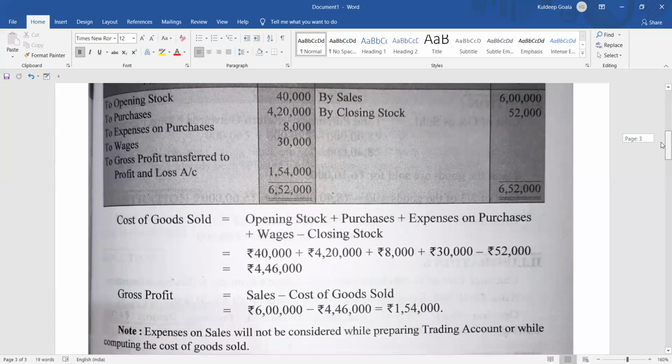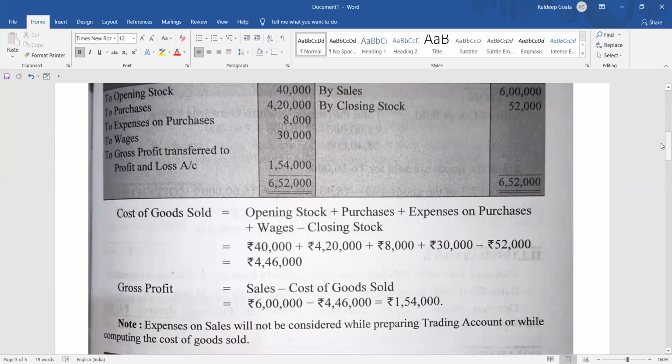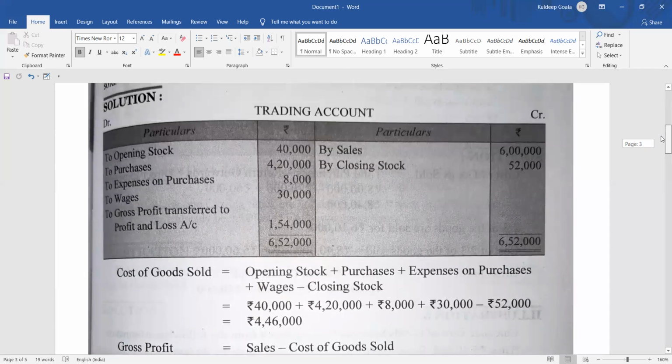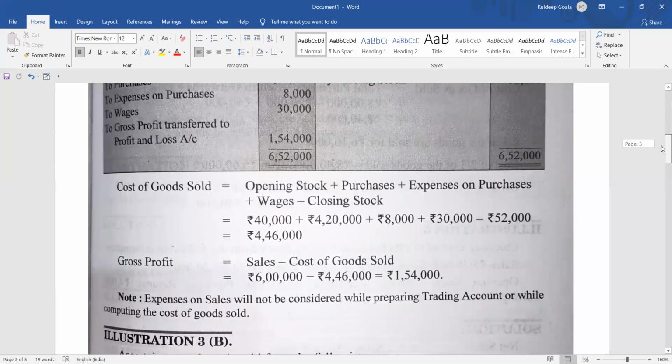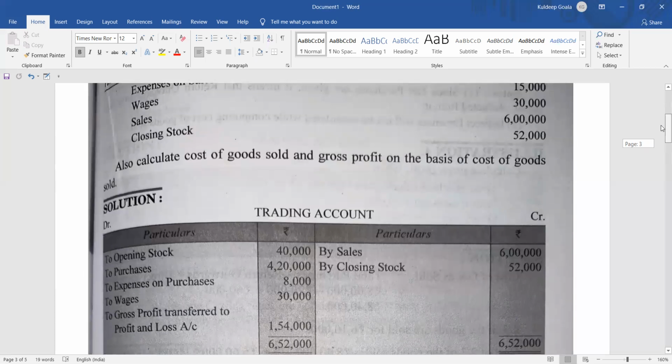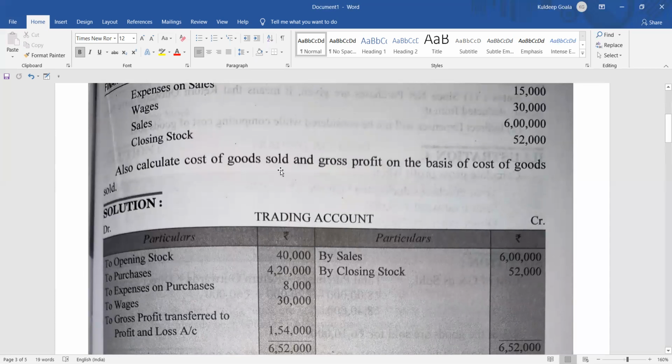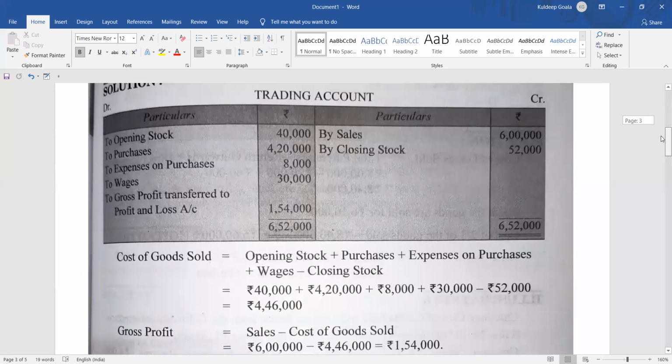Now let's find out the gross profit from this also. We have already found out the gross profit in the trading account. Now, using the cost of goods sold, we are asked to find out the gross profit. Here you can see in the question, also calculate the cost of goods sold and gross profit on the basis of cost of goods sold. So how can we do that?